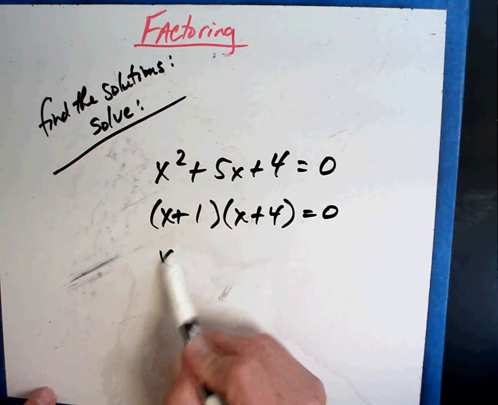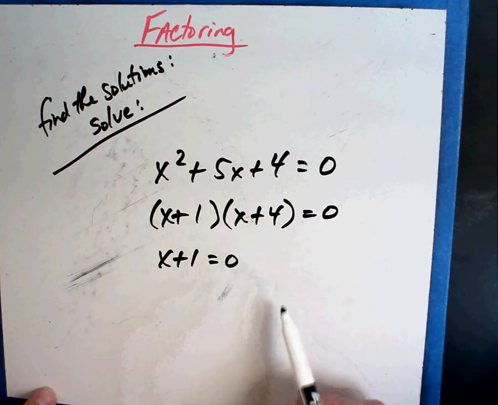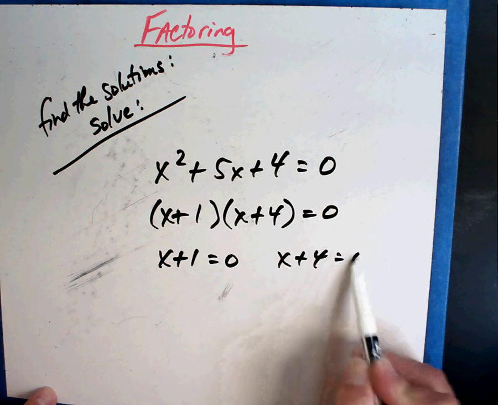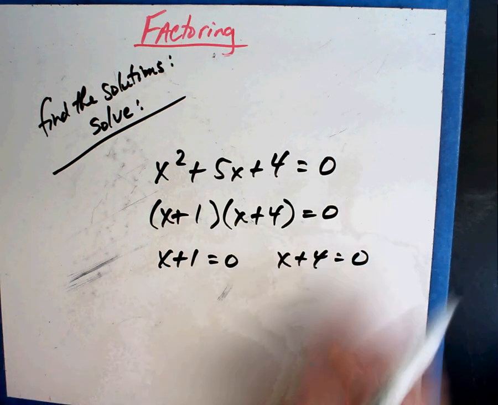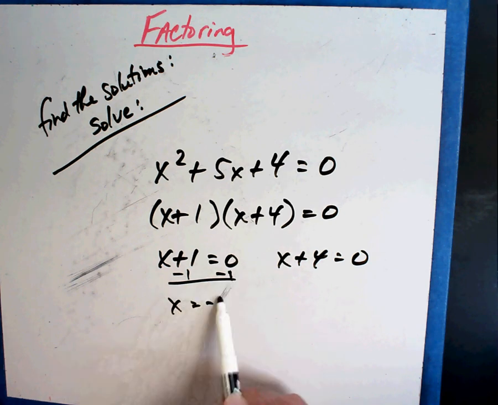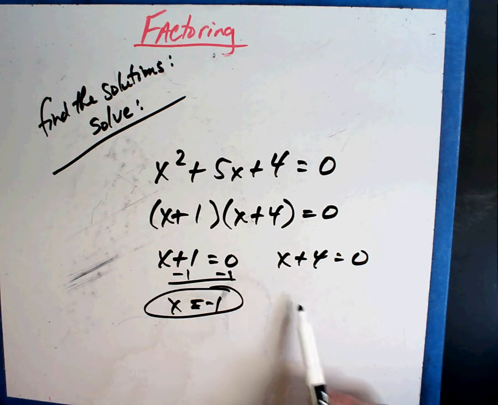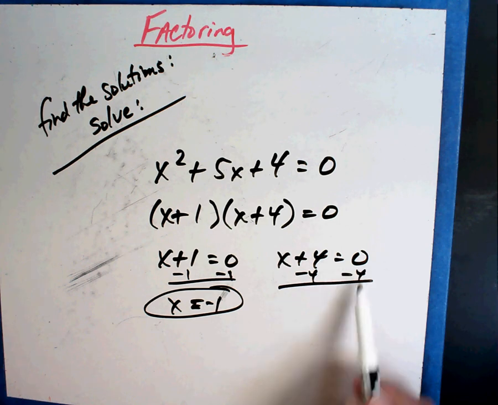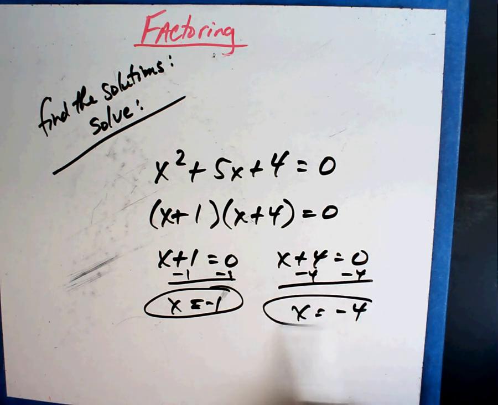So here's what you do. You take x plus 1 has to equal 0, and x plus 4 has to equal 0. Ignore that one for a minute. If I want to solve this one, x equals minus 1. There's one of my solutions. And x is minus 4. There's my other solution.